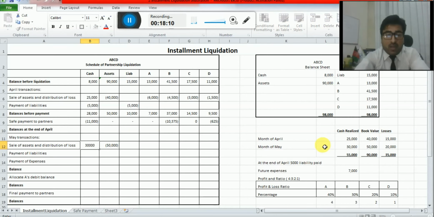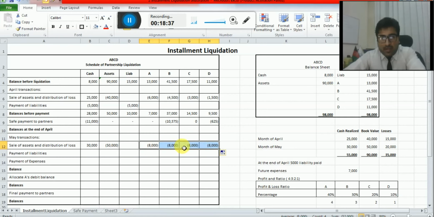Luckily, not a huge loss. In the safe payment we just assumed, but now we are in the actual situation. So we are selling 50,000 and we are getting 30,000. We have a loss of 20,000. So subtract the loss of 20,000, so 20,000 multiplied by 0.4. Okay, and just drag to the right and change the ratio.